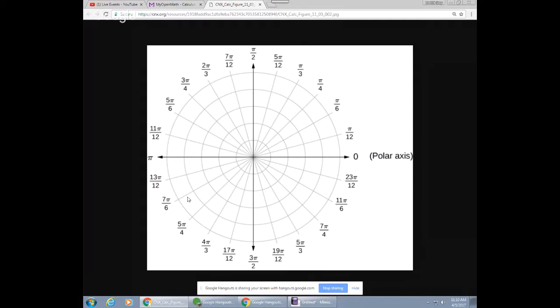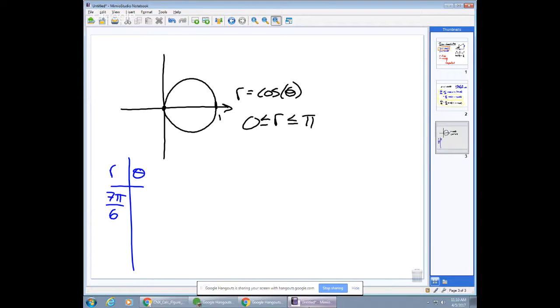But 7 pi over 6 is the next angle I would work with. And cosine, remember, is the x value here. So at 7 pi over 6, the x value is going to be negative, and it's going to be square root of 3 over 2, which is about 0.87. Is that what we found the other day? So at the angle 7 pi over 6, x is going to be approximately negative 0.87.